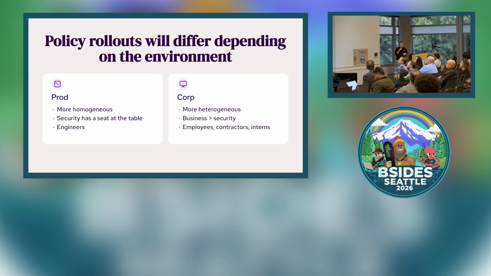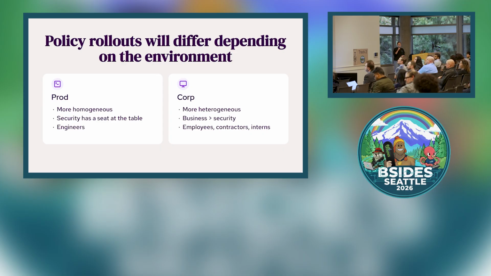One thing I'll note is that not every environment is the same, but specifically your prod and your corporate environments tend to be quite different, and how you roll out policies to those will be quite different. Your prod environment tends to be more homogeneous. It tends to be the same kinds of VMs or the same kinds of hardware on the same cloud, whereas your corp network is probably going to have a mix of different kinds of devices. If you're running Linux, you're not necessarily getting all of the same OSs that you would be getting in your prod environment.